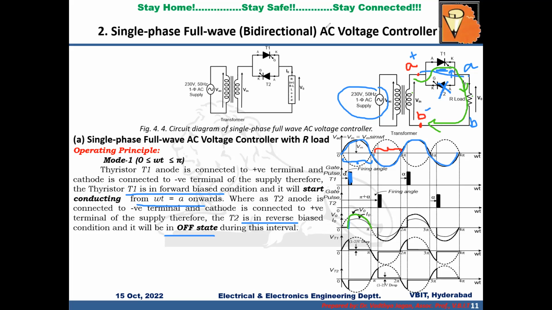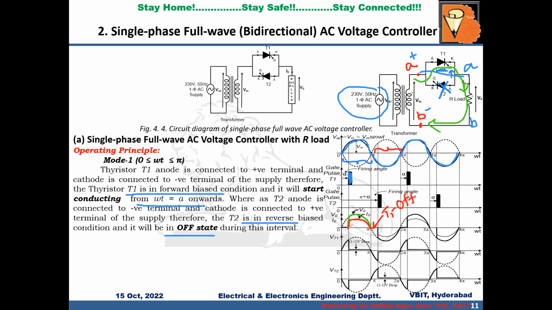And the load is a resistive load. So the load current will be in phase with the load voltage. That means at omega t equal to pi, the net current flowing to the thyristor T1 will be 0, or the net current flowing to the thyristor T1 may fall below the holding current, which means T1 will go to off automatically at omega t equal to pi, right?